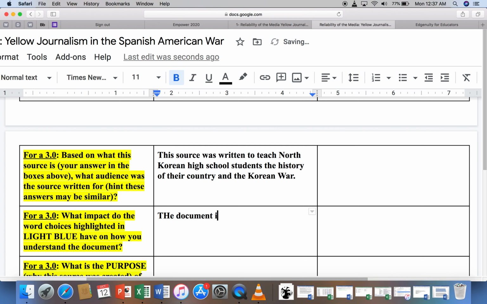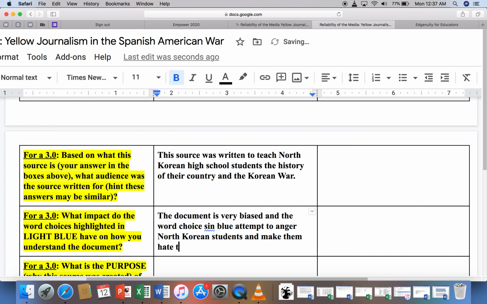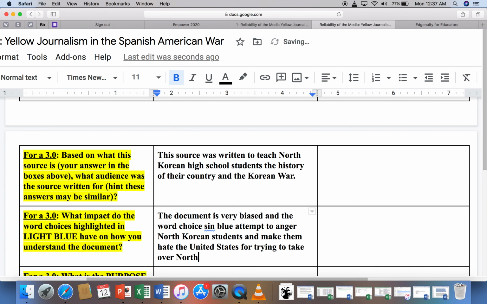Well, the document is very biased. And what bias basically means is, B-I-A-S, there we go. Bias means that it's slanted in its point of view. It's not fair or balanced, but rather it takes one side and focuses only on that side, right? It's not balanced in any way. So we're going to say that the document is very biased, and the word choices in blue attempt to anger North Korean students and make them hate the United States for trying to take over North Korea.